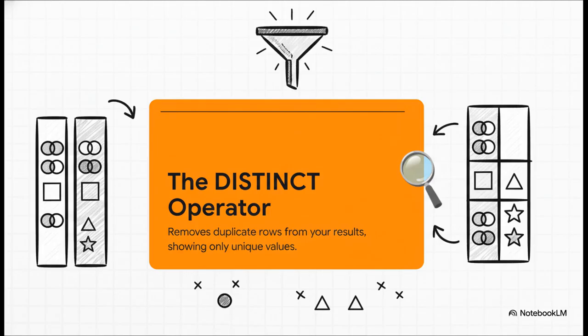All right, time to talk about cleaning up our mess. A lot of the time, when you run a query, you're going to get a bunch of duplicate rows in your results. It's just how it is. But the distinct operator is your simple one-word solution. It just gets rid of all those duplicates and shows you only the unique values.